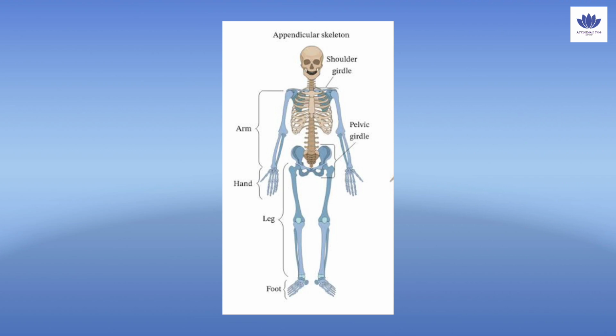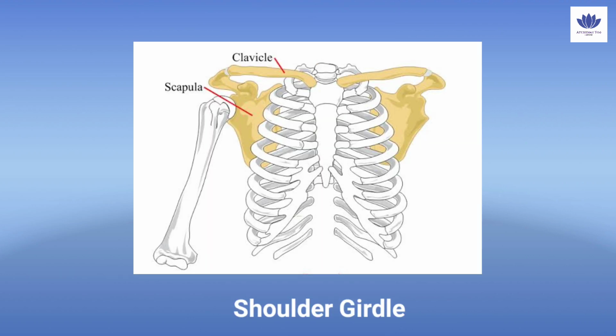Now the appendicular skeleton. The appendicular skeleton consists of arms and legs, pelvis and the shoulders. So first the pectoral girdle, the shoulder girdle. This consists of clavicle, collarbone and scapula, shoulder bone. Together they give structure to the shoulder.